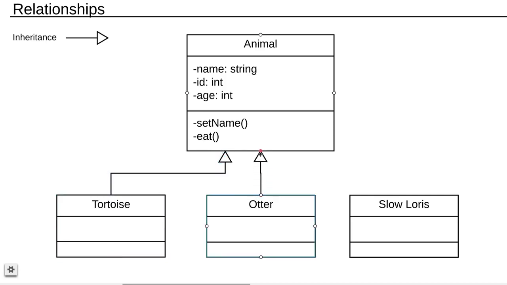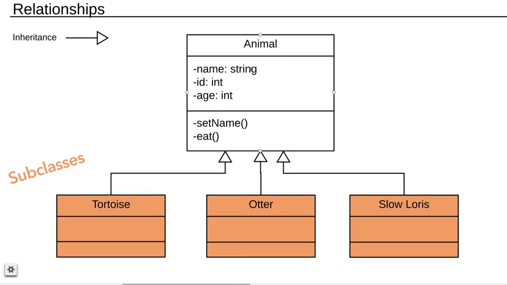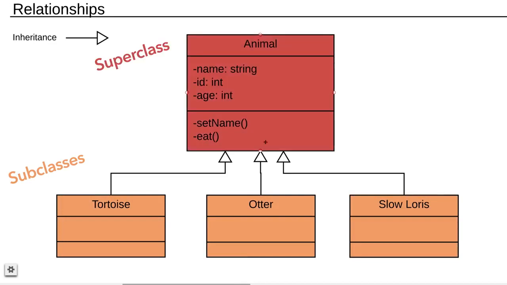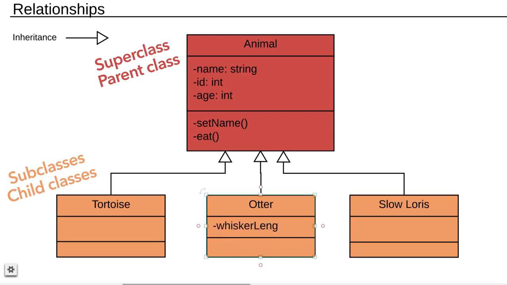This is an inheritance relationship. We're saying that these subclasses inherit all the attributes and methods of the superclass. You could also use the terms child and parent class. So our otter class is going to inherit the attributes of name, age, and ID. And then we could add an attribute specific to otter like whisker length.